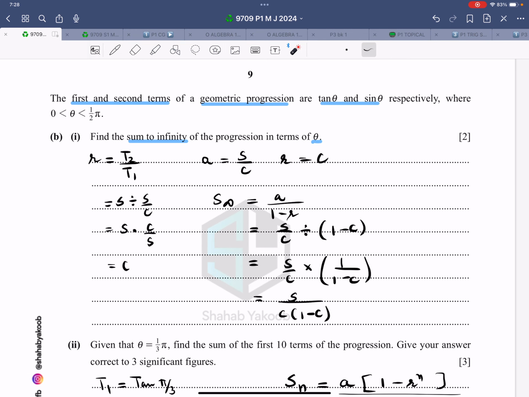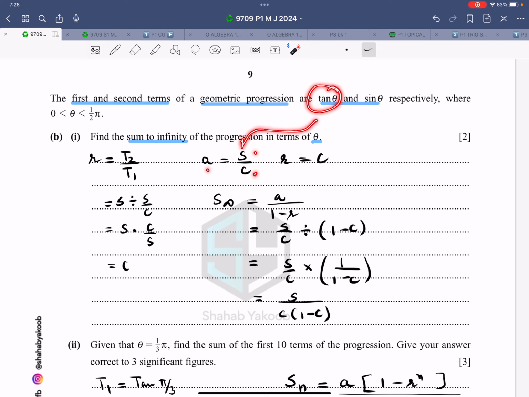Now it says the first and second terms of a GP are tangent theta and sine theta respectively, where theta lies between this and this. B part 1. Find the sum to infinity of the progression in terms of theta. So now first of all we have to work in terms of theta. Common ratio, that is second over the first term. A is S over C.